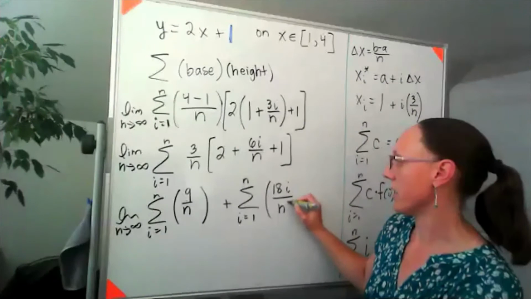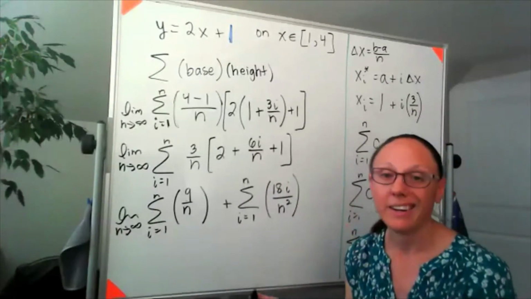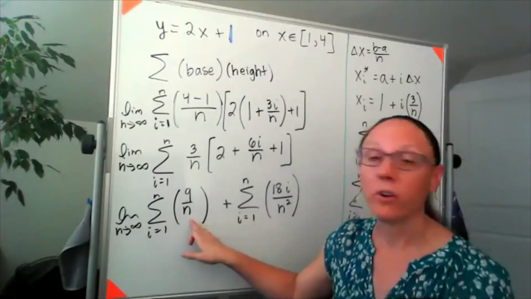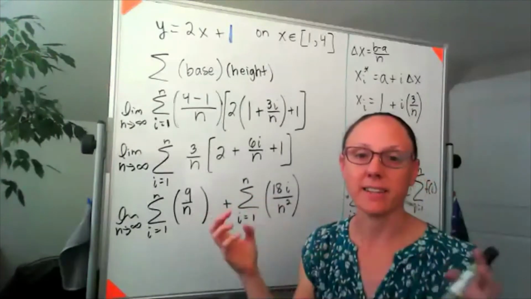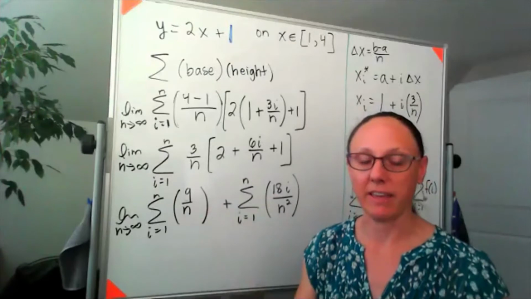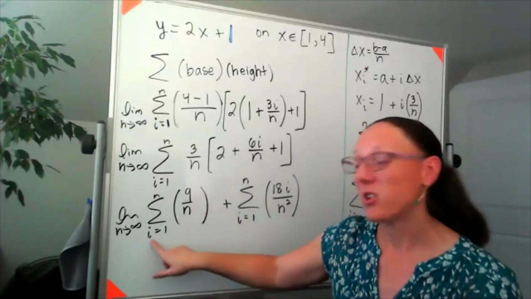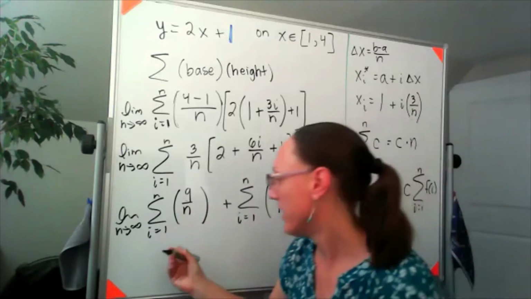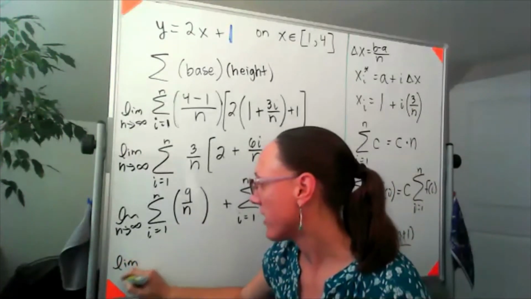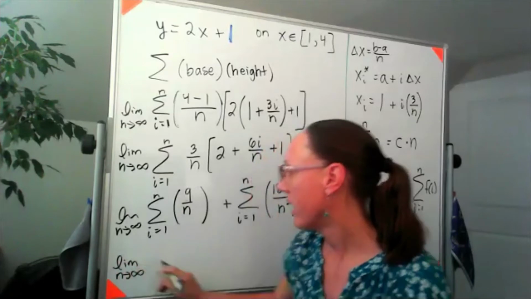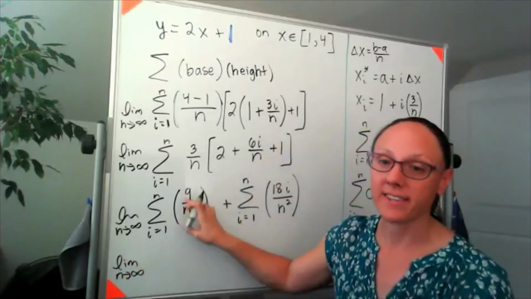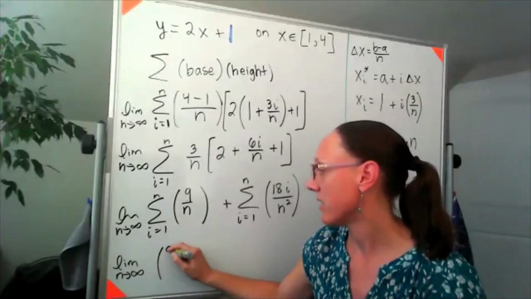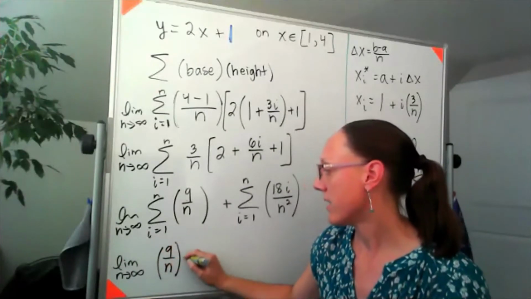18i over n squared. Now it's time to use our summation rules. We don't know what n is because n is the number of rectangles that we're shoving in there. But with respect to i, our index variable, n is a constant. And since it's a constant, I know that when I add a constant from 1 to n, I get that constant times n.